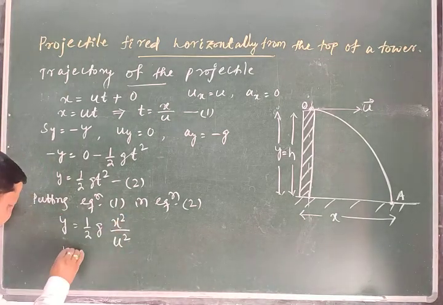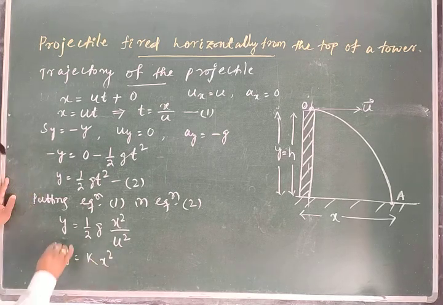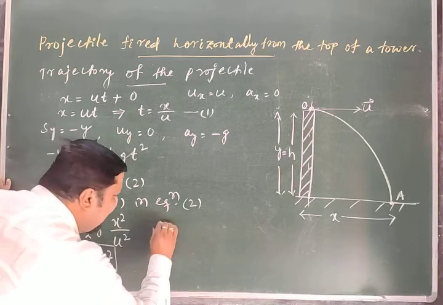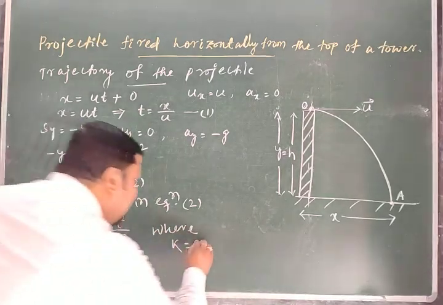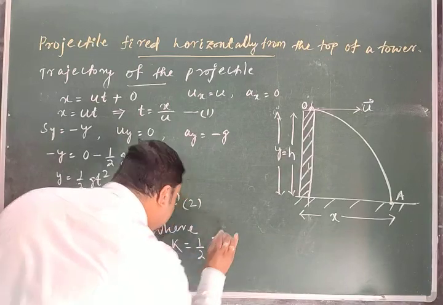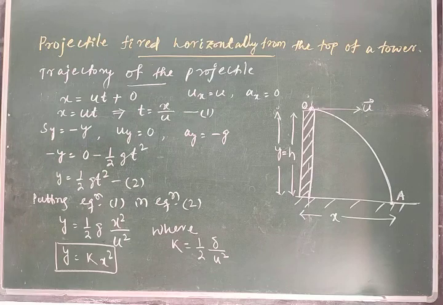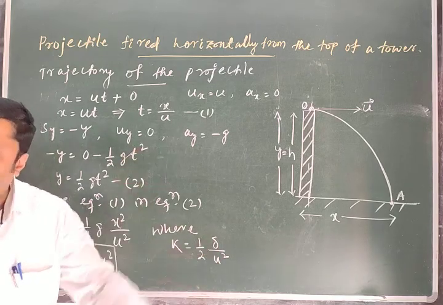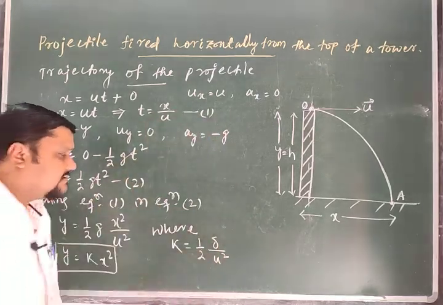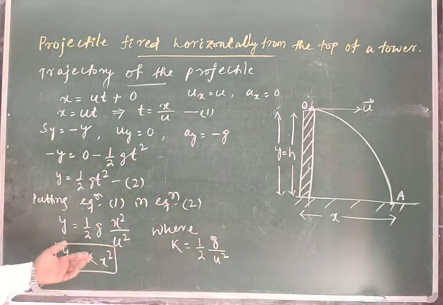So y is equal to kx², where k is a constant. What is that constant? It's half g by u². U is the given initial velocity, which is constant. g, the acceleration due to gravity, is always constant. So all are constant, and y is equal to kx².